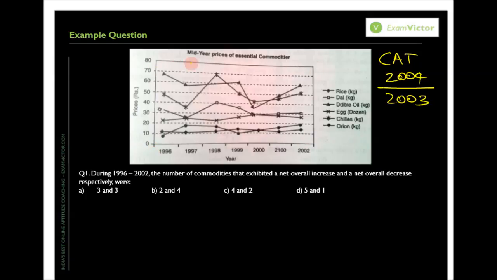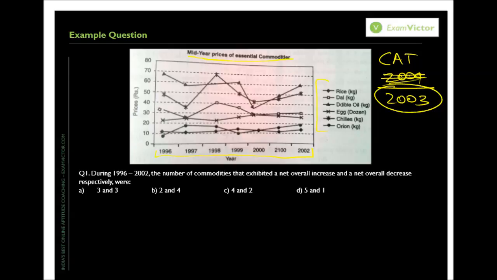This graph is giving us the mid-year prices of essential commodities. The commodities are rice, dal, edible oil, eggs, chilies and onions. So this is the price variation of these commodities from the year 96 to the year 2002. So I think that makes it a CAT 2003 question, not a 2004.